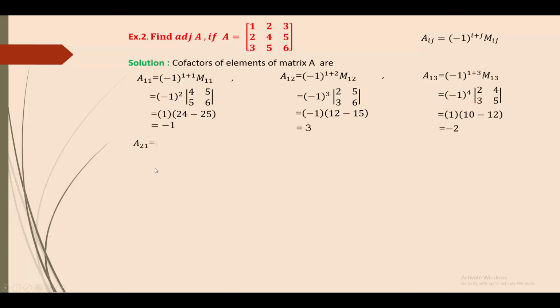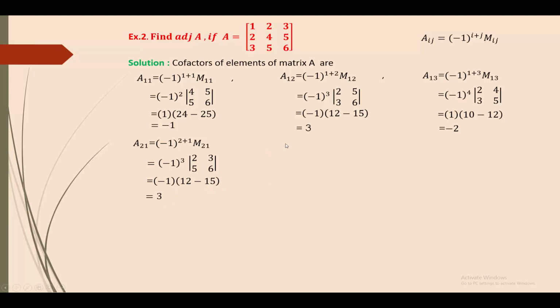Next one, A21. A21 is minus 1 raised to 2 plus 1 times M21, equal to minus 1 cubed into minor M21. M21 is the determinant obtained by deleting the second row and first column. So we get determinant 2 3 5 6. Minus 1 cubed is minus 1. Now this expansion, 12 minus 15 equal to minus 3, and minus 1 into minus 3 is plus 3.